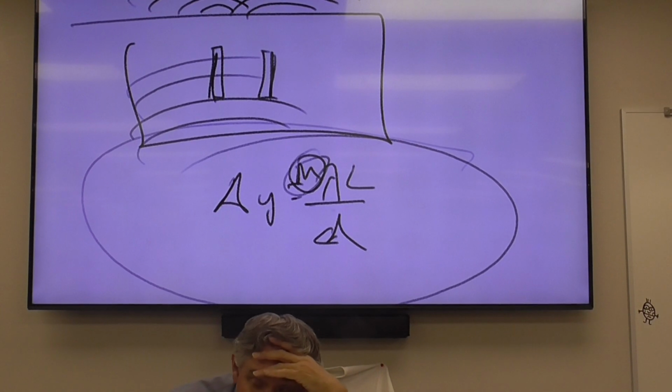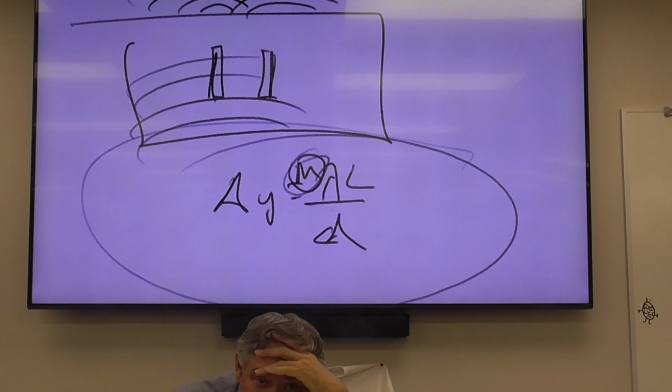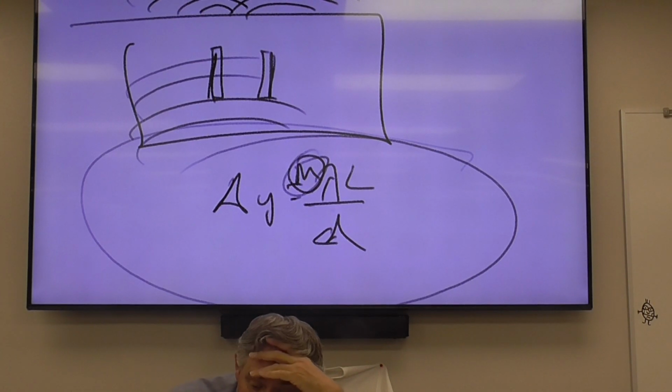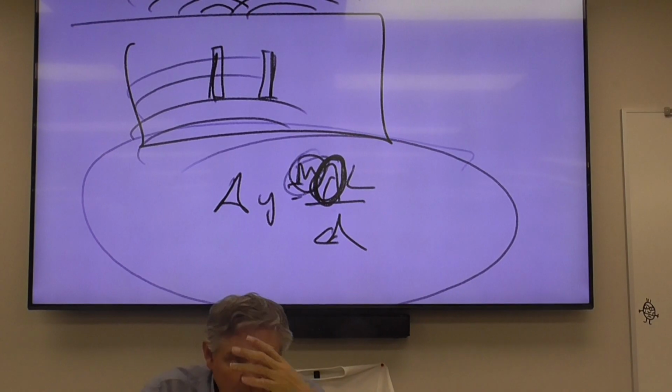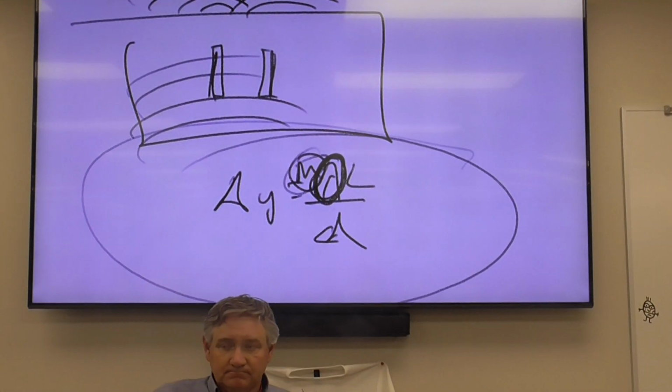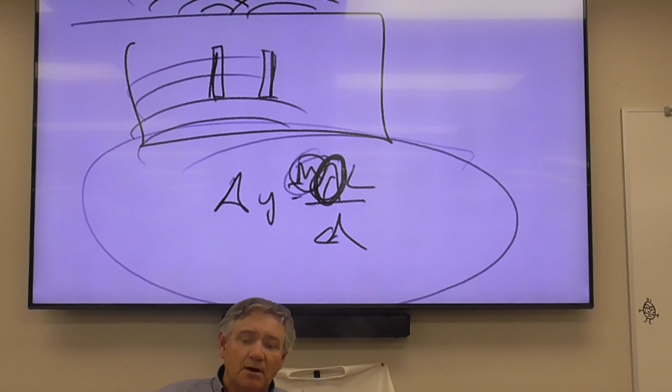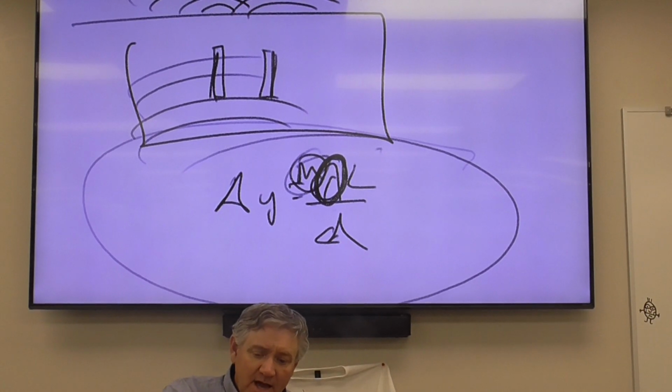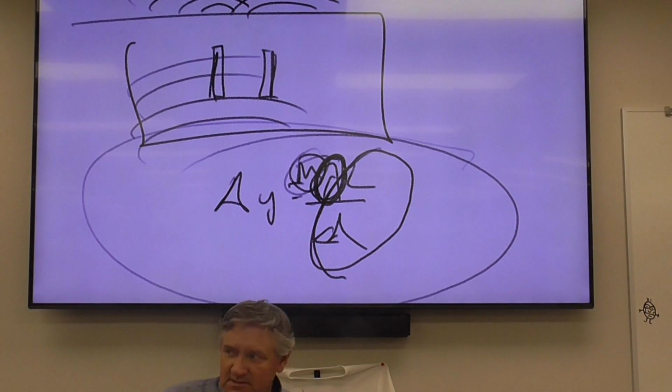Is it going to get bigger, smaller, or stay the same? It has to get smaller. So if you look at this equation, I'm going to make the wavelength get smaller. Everything else is going to stay the same.